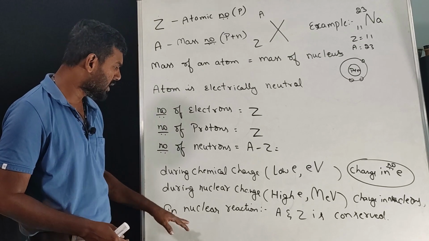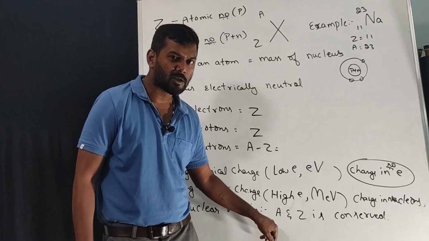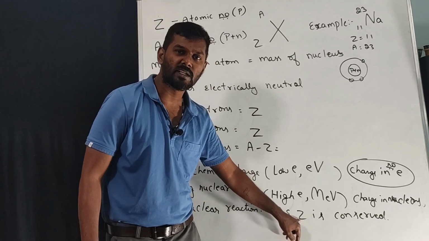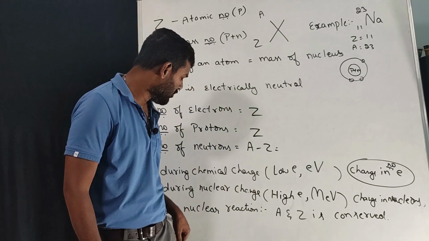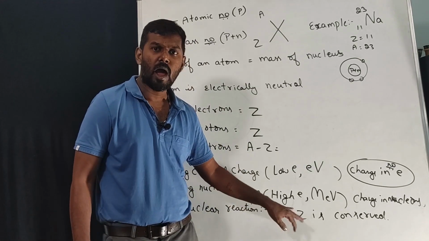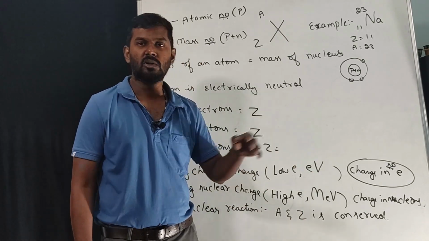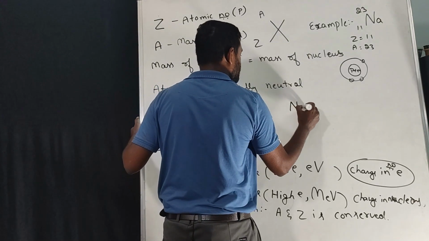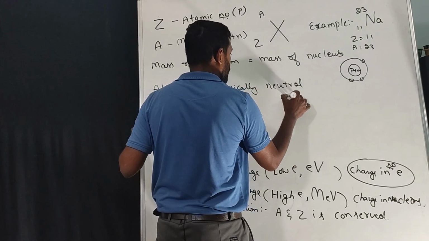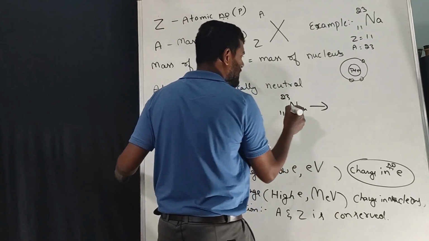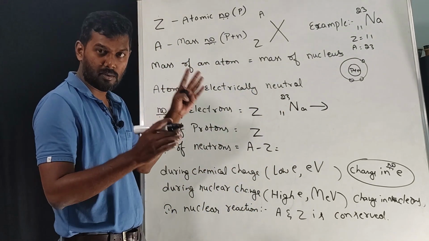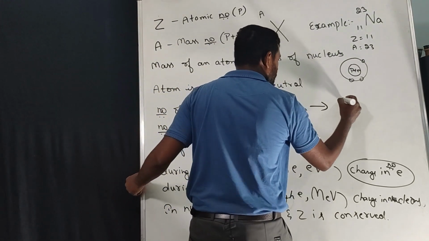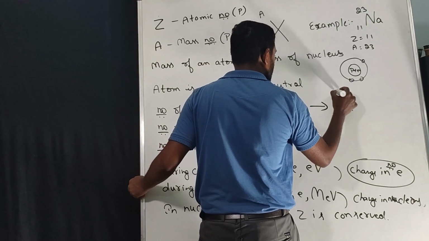Next, in nuclear change, A is nothing but mass number and Z is nothing but atomic number. In nuclear change, the atomic number and the mass number are conserved. What do you mean by that? So I'll give you one example. Listen. So this is just an example. Don't consider this as an actual equation, just for understanding.